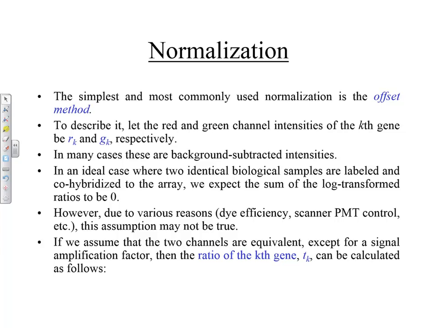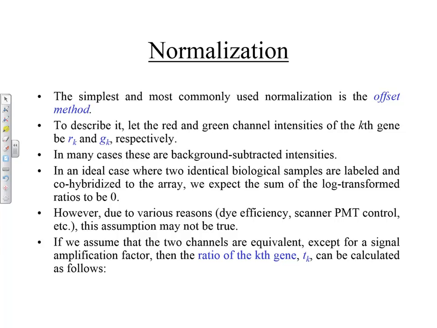So in an ideal case where two identical biological samples are labeled and co-hybridized to the array, that means the same sample is put on the same spot. We expect the sum of the log transform ratios to be 0, because before you do the log transformation, the ratio is 1. When you do the log transformation, it's 0. You sum it up, it should still give 0. However, due to various reasons such as dye efficiency, scanner PMT (photomultiplier tube) control, etc., this assumption may not be true, and we want to correct for that.